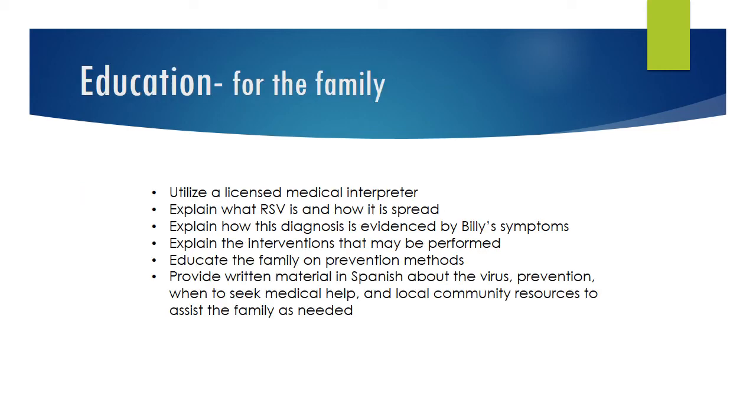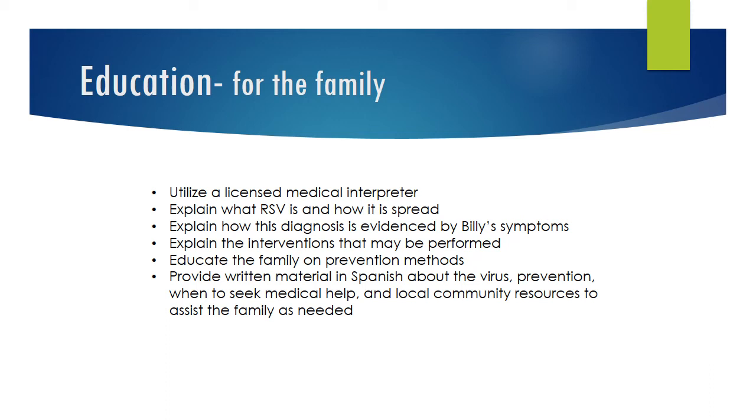Education for the family. When educating the family of Billy on this nursing diagnosis, it is important to utilize a licensed medical interpreter as the family is primarily Spanish-speaking. This will allow for effective communication between the nurse and family. First, explain that RSV is a highly contagious disease spread by droplet or contact with infected surfaces. This virus affects the smaller airways of children 2 and under, causing the lungs to not be able to effectively perform the gas exchange of carbon dioxide and oxygen needed to breathe. Billy is showing signs of this with his increased breathing and the effort he is putting into breathing.